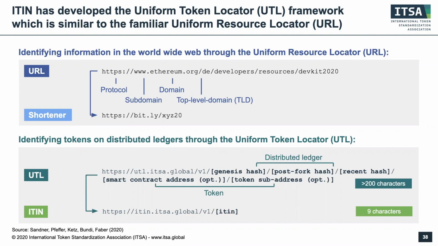So the same way you can have a very long URL to identify websites, you can shorten them down to a very short memorizable link. And the same way we also identify tokens with the UTL and then potentially shorten them down to a 9-character ITIN. That's basically the executive summary, and I will now go into more detail with the following slides.